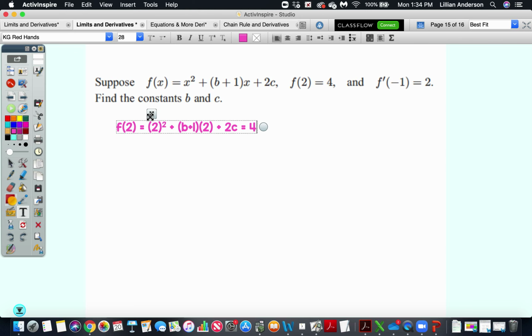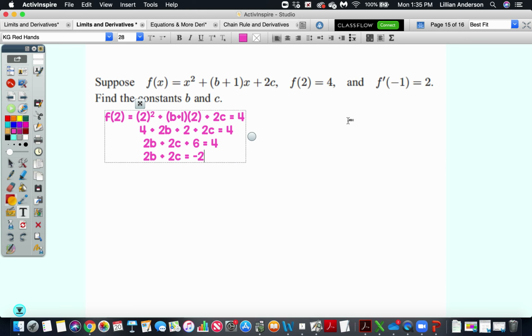Okay, now this can simplify, of course. So it's going to give me 4 plus 2b plus 2 plus 2c is equal to 4. I can continue to simplify this down a little bit more to get 2b plus 2c plus 6 is equal to 4. And then, of course, that does simplify down to be 2b plus 2c is going to be equal to negative 2.